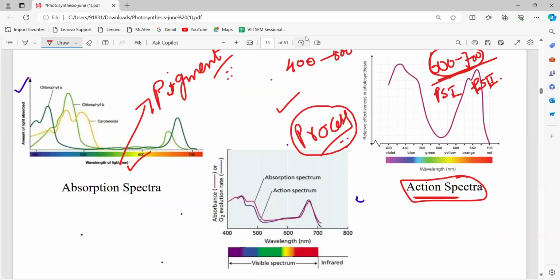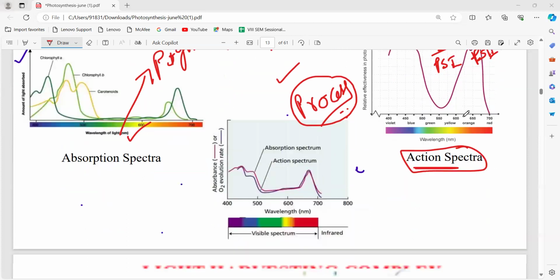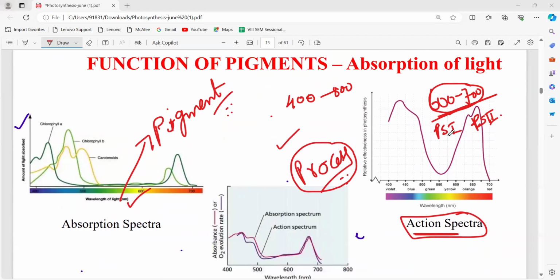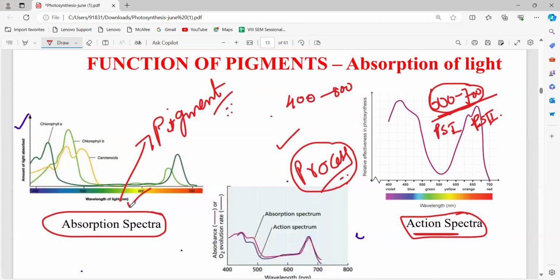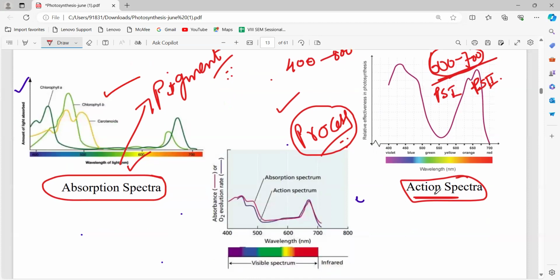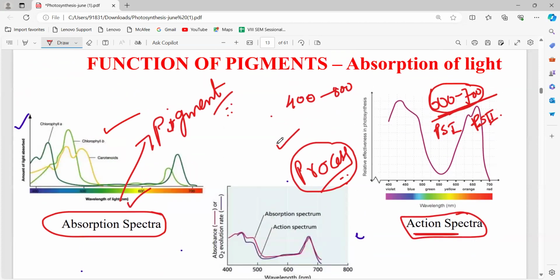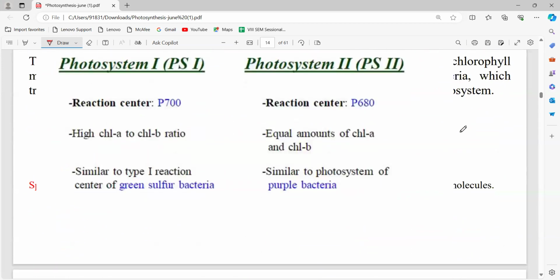No point of getting confused over there, right? Which is 680 and 720. So what is the conclusion? Absorption spectra is talking about at which particular wavelength the specific pigment absorbs the light, whereas action spectra explains at which particular wavelength the specific process occurs maximum. Here, the example of the process I have taken is photosynthesis itself. It is occurring at the maximum rate at 600 to 700 nanometers. No point of getting confused over there.